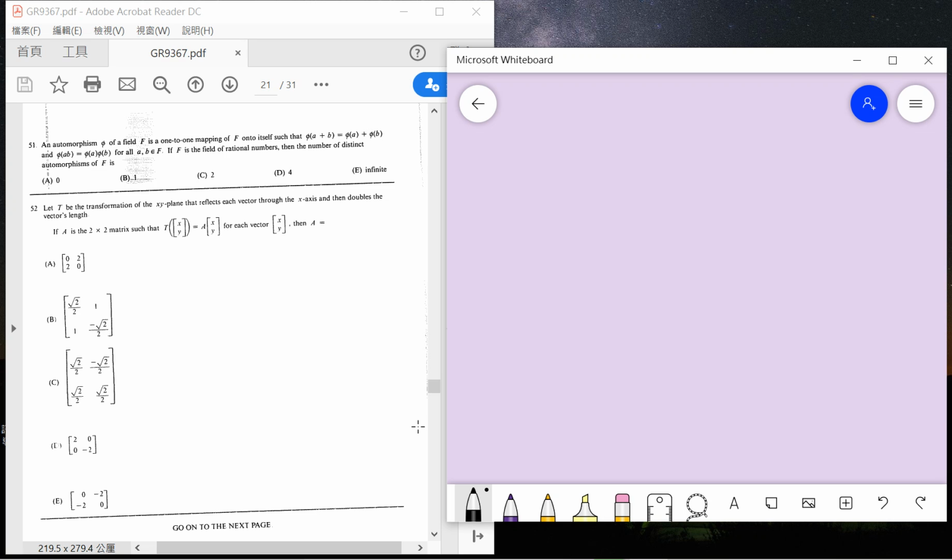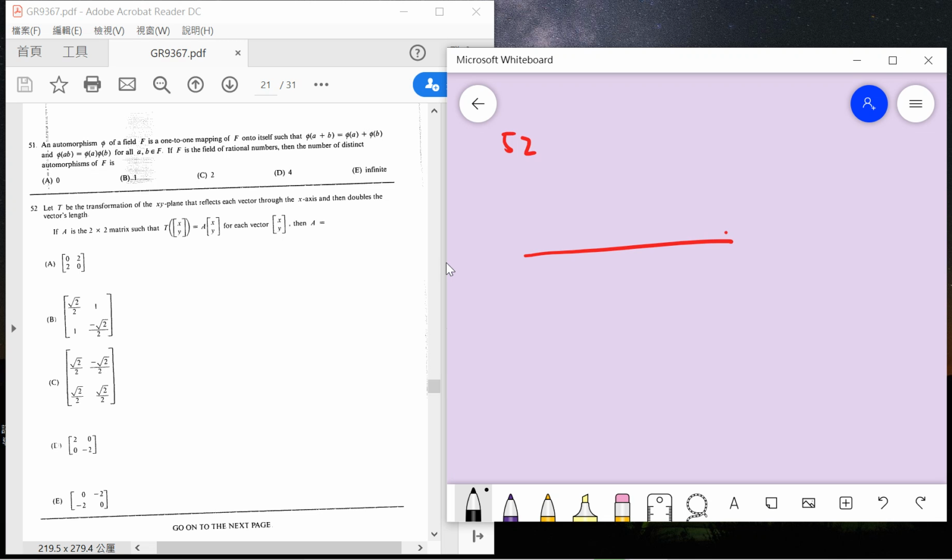Welcome guys. So go back to our Math GRE 9367 form 52. For the 52 is very easy. X be a transformation on xy plane that reflects each vector through x-axis, then double the vector length.